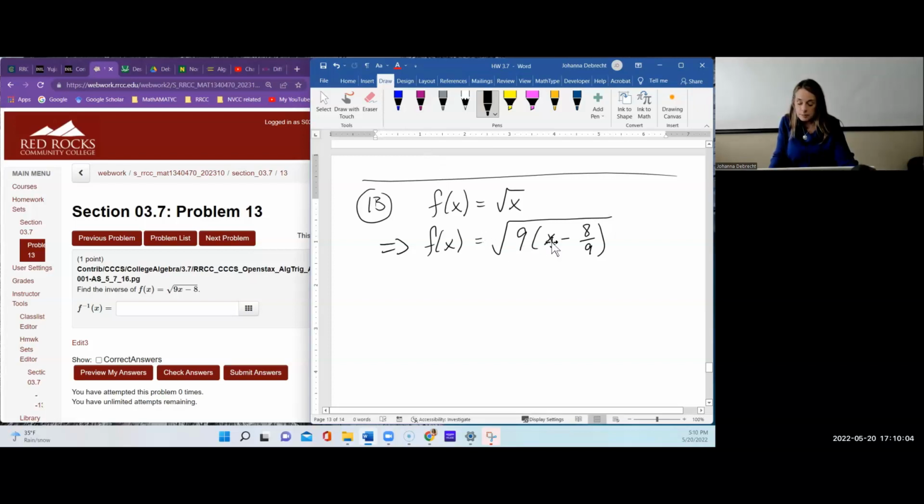Since if we distributed it back out, we would get 9x minus 8. This tells me here that it has been either stretched or compressed horizontally. Since it does the opposite to what I expect, this is a horizontal compression by a factor of 9.